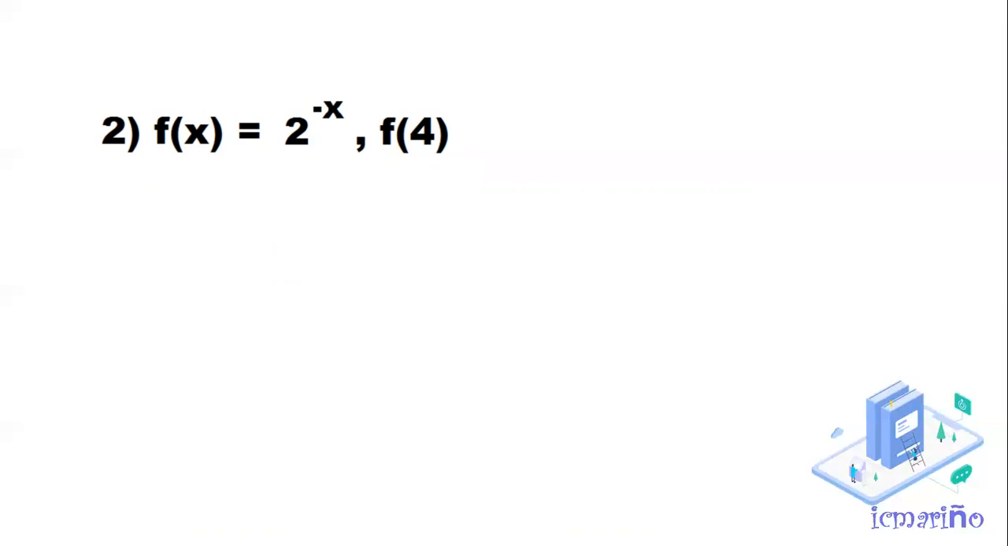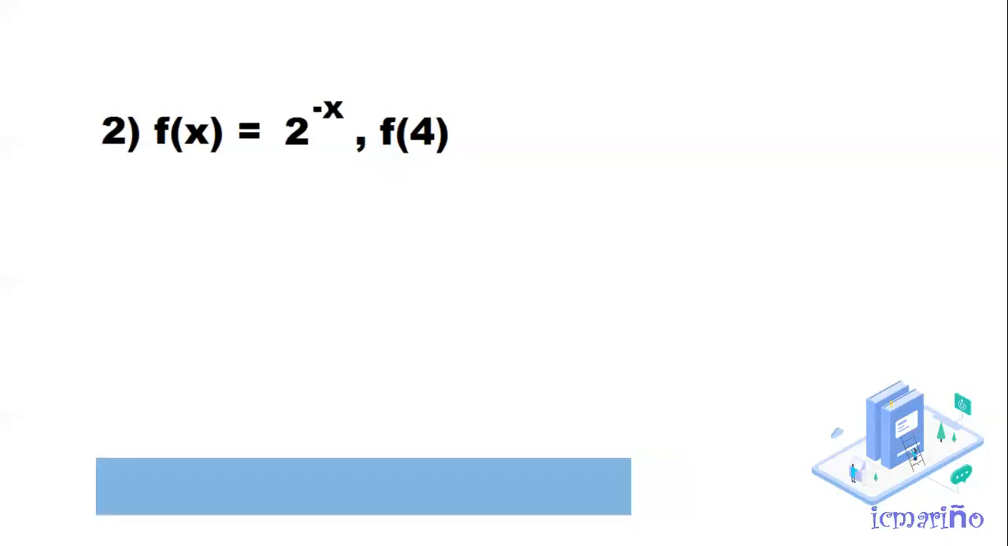Okay, next. F of x is equal to 2 raised to negative x, and f of 4. As you can see, that is a negative exponent. Negative times the exponent. So what are you going to do? Okay, 10 seconds.